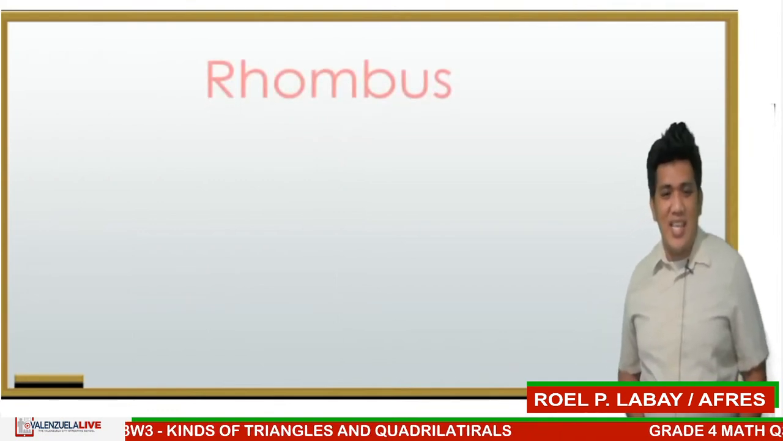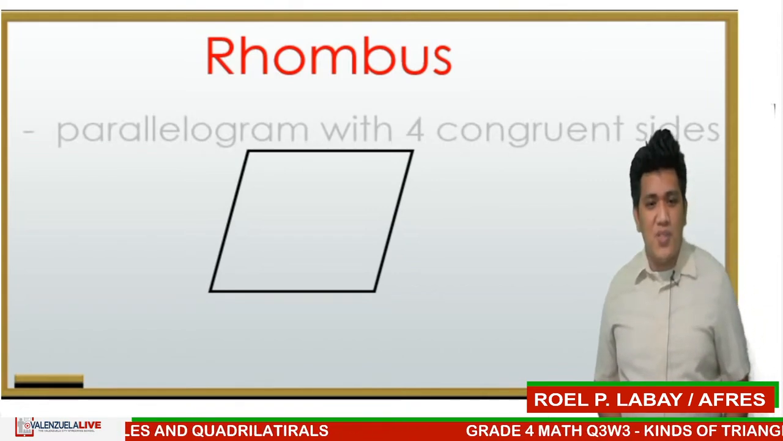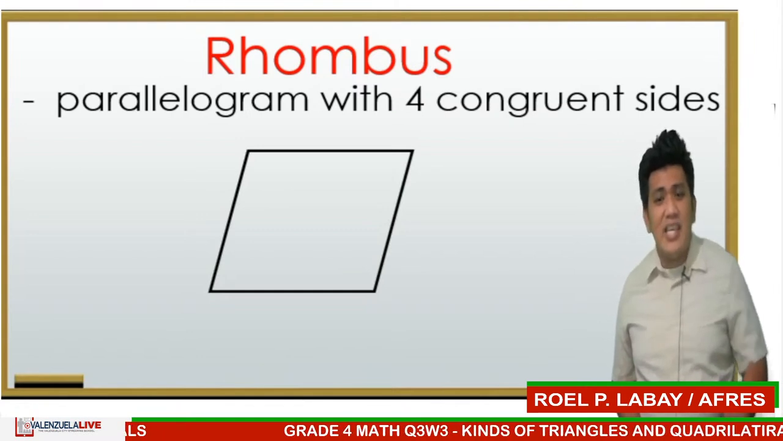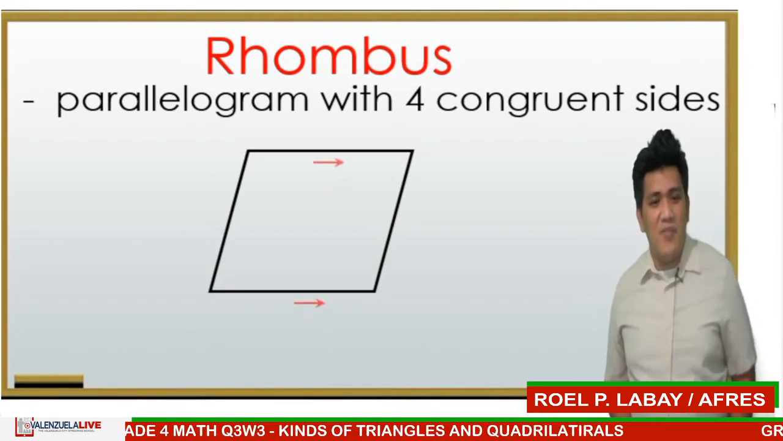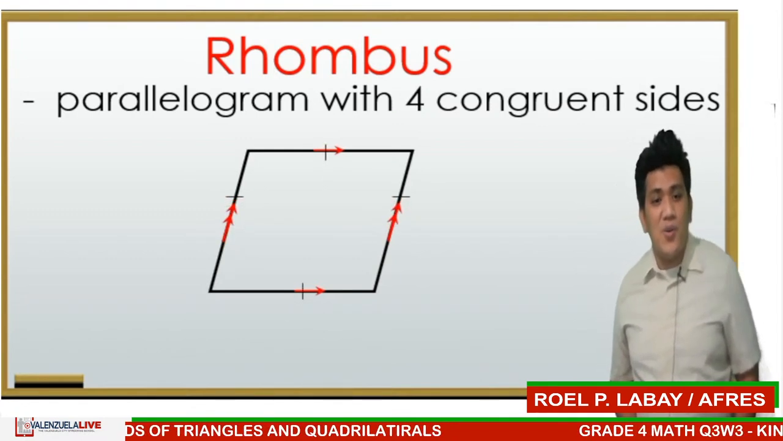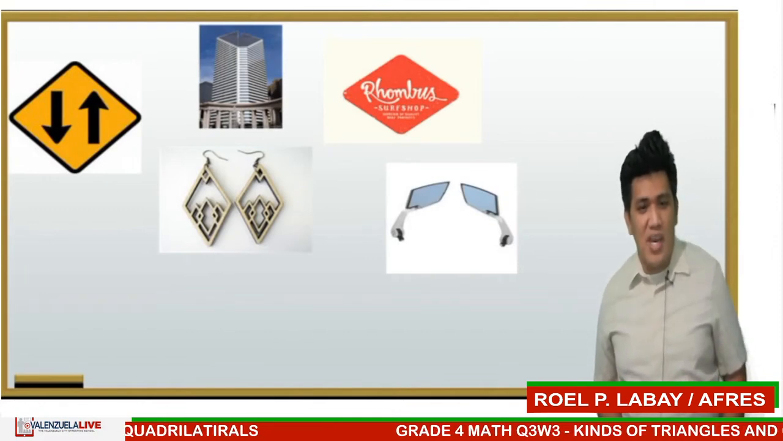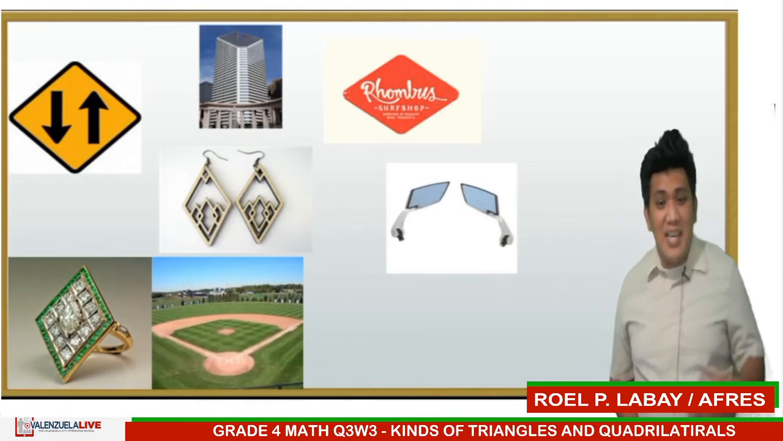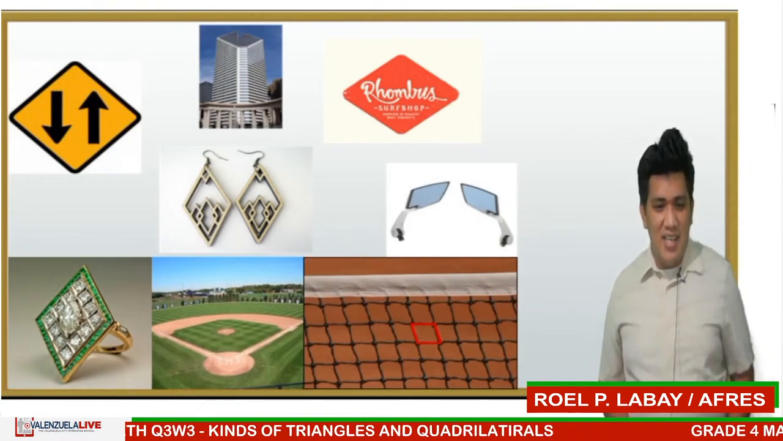Now, for our next quadrilateral, we have rhombus. This is a figure of a rhombus. A rhombus is a parallelogram with four congruent sides, meaning it has two pairs of parallel lines. So we have here one pair of parallel lines and another pair of parallel lines. It has four congruent sides. These are some examples of a rhombus: the diamonds, buildings, the diamond of a baseball field, and the design of a net of a volleyball in a volleyball game.